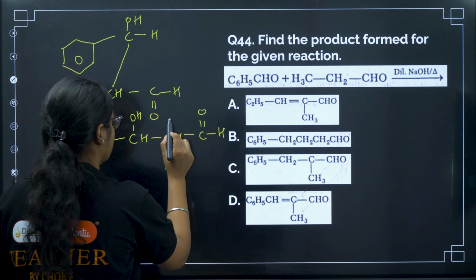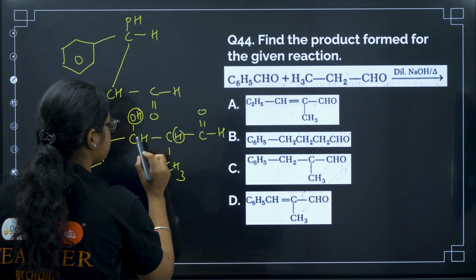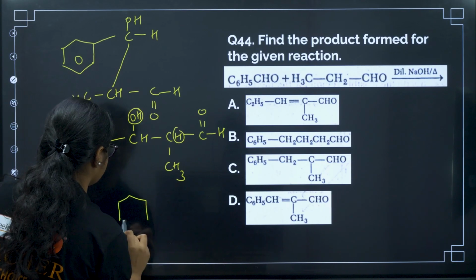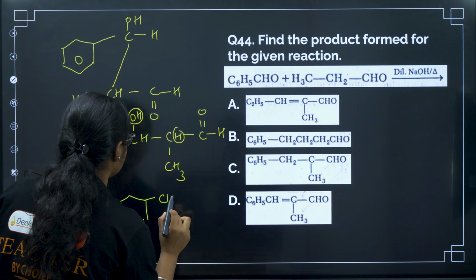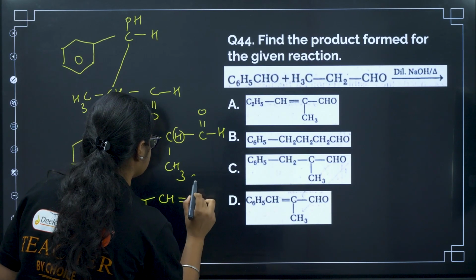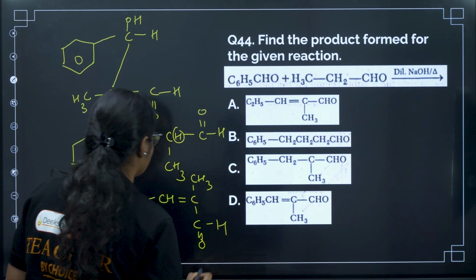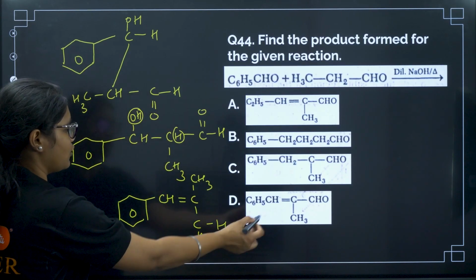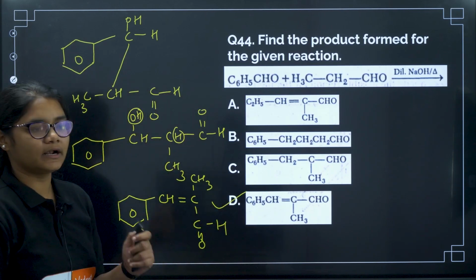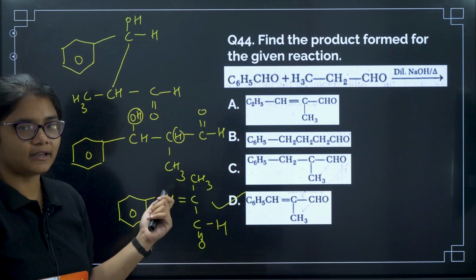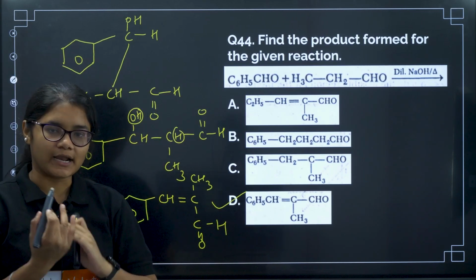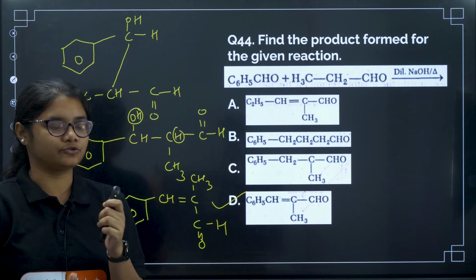So dehydration will take place, this H and this OH will be removed to give you a double bond. So we'll get C6H5 CH double bond C, CH3, and this side we have COH. Okay, so the correct answer for this question will be option D. Aldol condensation products, a very important name reaction. Cross aldol condensation and aldol condensation product formation you should know.